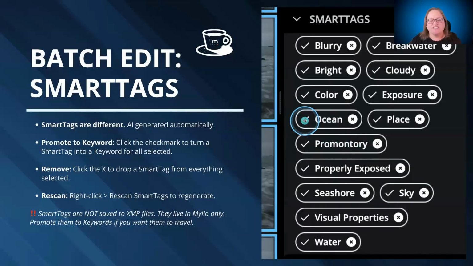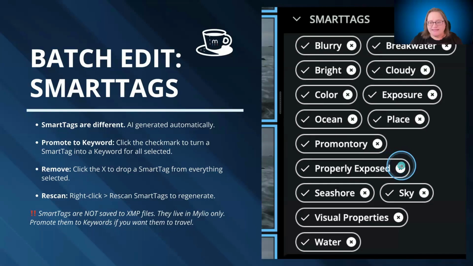What I would do is if I want to promote that smart tag to a keyword, click that check mark. Or if I said, you know what, place is kind of a vague smart tag, I don't want to search for place and have this come up, I can go ahead and click the X. And that's going to go ahead and remove that smart tag so it's no longer searchable underneath that particular tag.